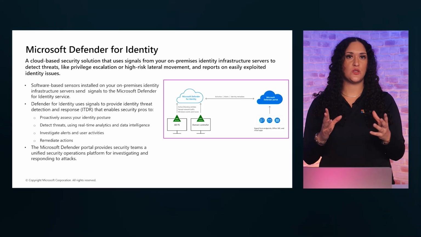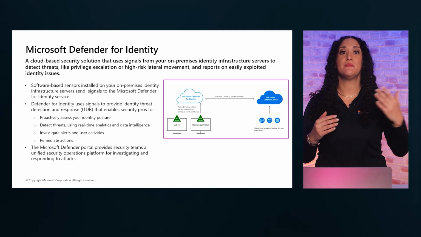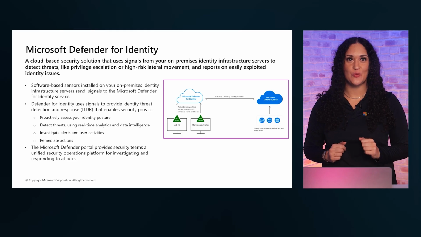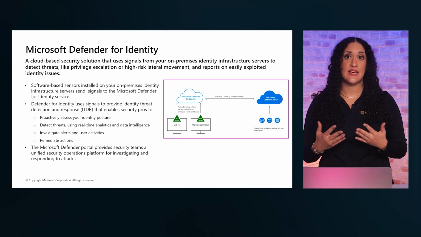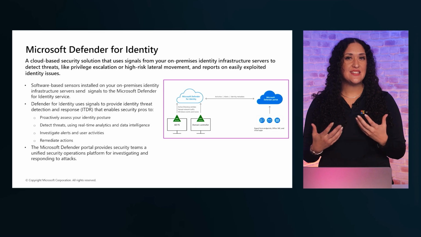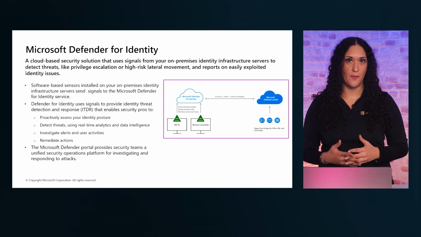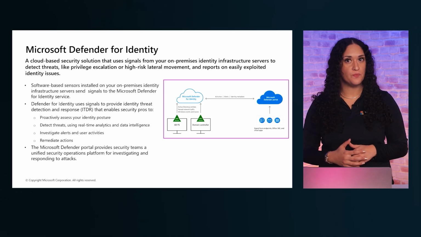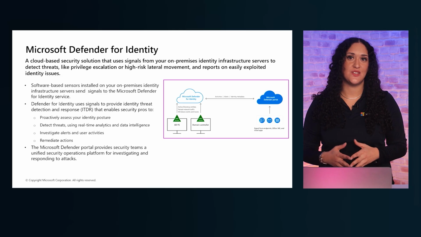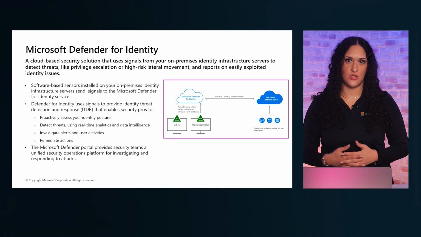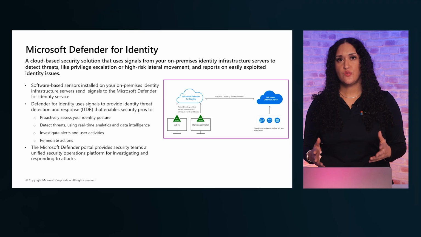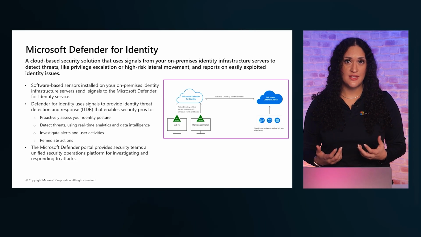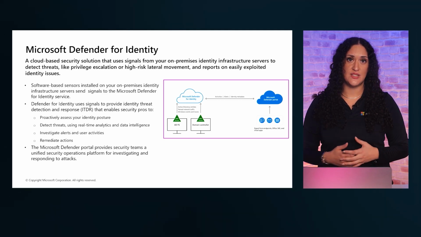Imagine an attacker uses stolen credentials to sign in to an on-premises account and attempts lateral movement toward a domain controller. Microsoft Defender for Identity detects abnormal sign-in behavior and suspicious privilege escalation activity from Active Directory signals. The alerts are sent to the Microsoft Defender portal, and the rest is history. The account is disabled and the attack easily stopped. Microsoft Defender for Identity helps us proactively assess identity posture, detect threats in real time, and investigate suspicious user activity.